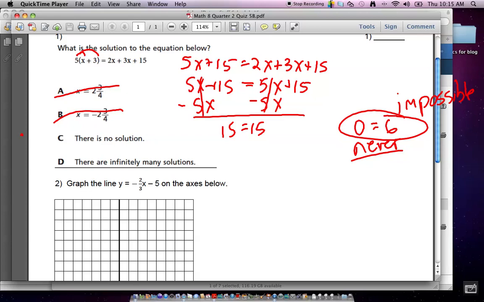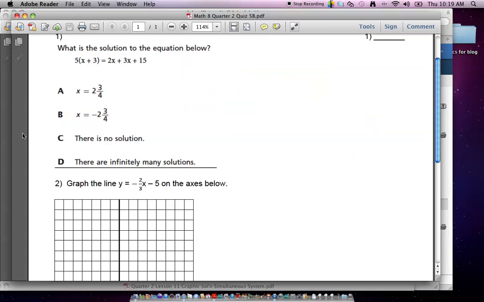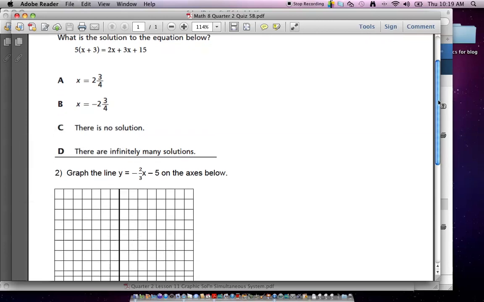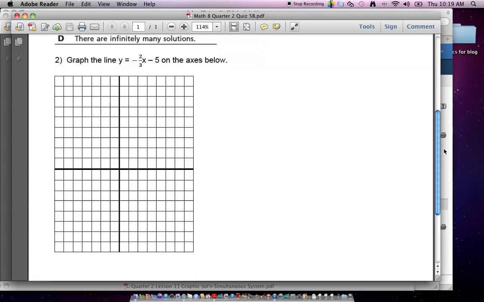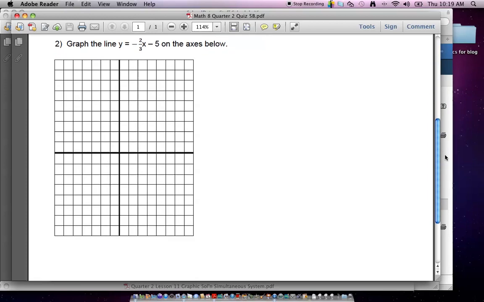Okay, now let's take a look at the next question. The next question says, graph the line y equals negative 2/3 x minus 5. And the biggest mistake I saw on this one was a problem with the slope. Now, some people were just off on this question, and they didn't come close.